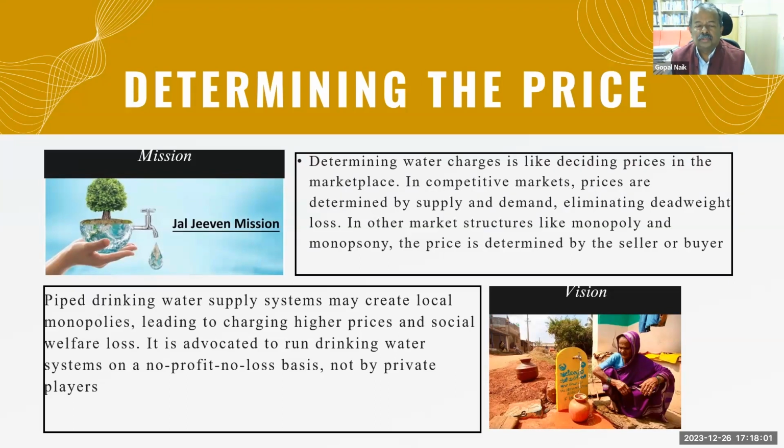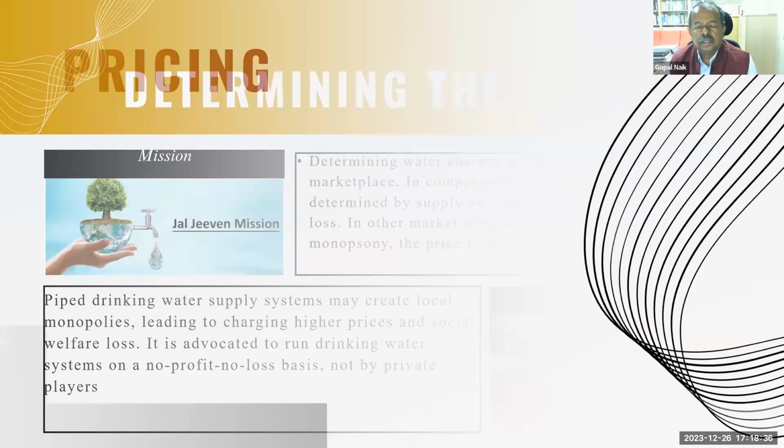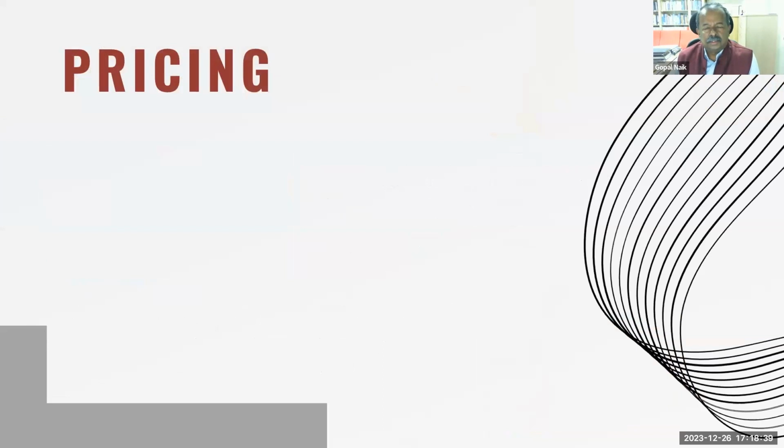So therefore, it is always advocated to run the drinking water system on a no profit, no loss basis, and not by private players. In most places you would see that the drinking water system is run by public agencies, local governments, communities, and so on, not by private players, because there is a possibility of making monopoly profit and charging high prices, and therefore this is not advisable, especially water being an essential good for livelihood.